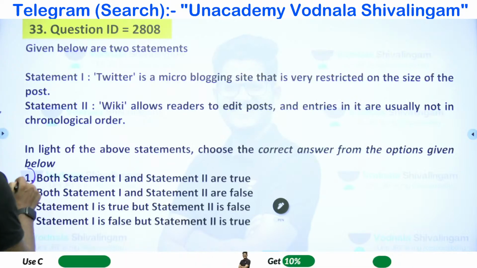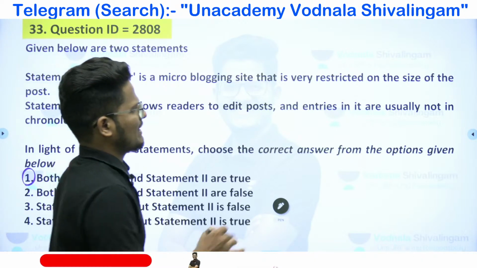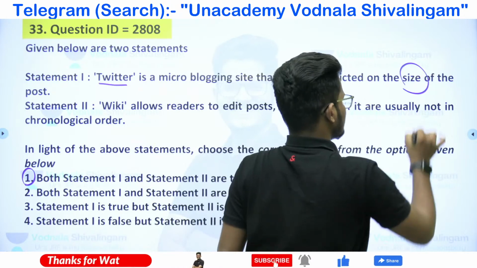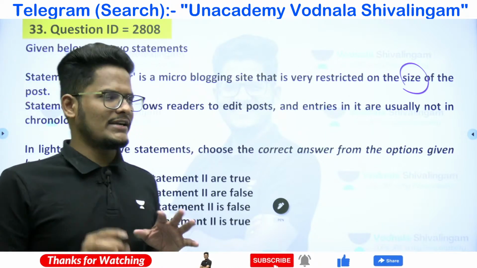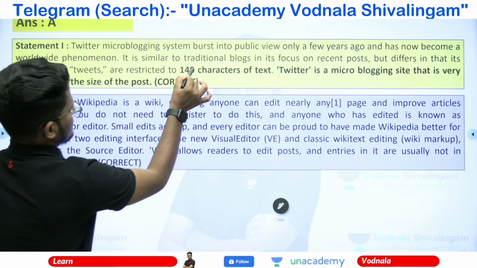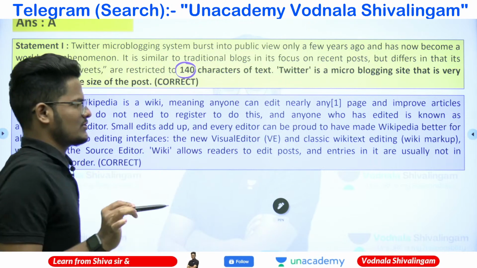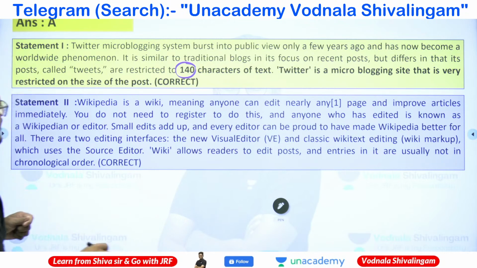Option A is the correct answer. Why option A? Because Twitter has a maximum post size. Till the 250 characters only you can type. More than that, I think you cannot type. I believe 140. Yes, 140 characters of text only you can type. That is why it is microblogging, which has a restriction on the post.